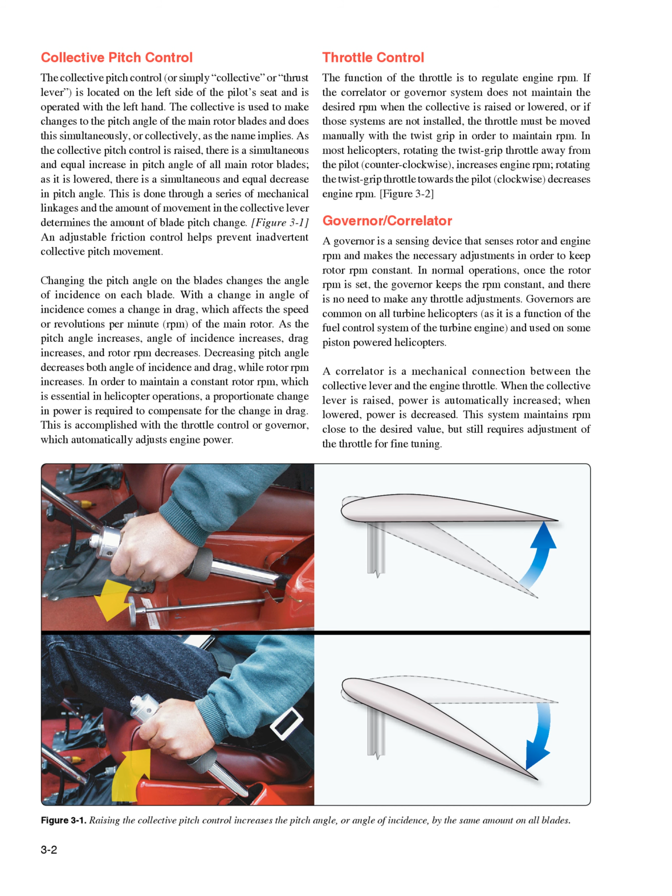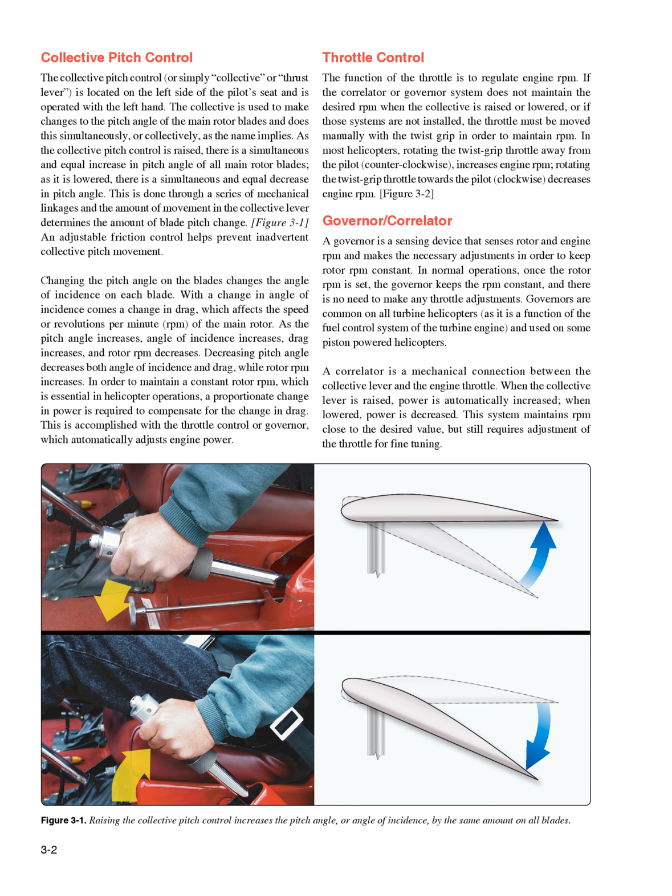Changing the pitch angle on the blades changes the angle of incidence on each blade. With a change in angle of incidence comes a change in drag, which affects the speed or revolutions per minute, RPM, of the main rotor. As the pitch angle increases, angle of incidence increases, drag increases, and rotor RPM decreases. Decreasing pitch angle decreases both angle of incidence and drag, while rotor RPM increases. In order to maintain a constant rotor RPM, which is essential in helicopter operations, a proportionate change in power is required to compensate for the change in drag. This is accomplished with the throttle control or governor, which automatically adjusts engine power.